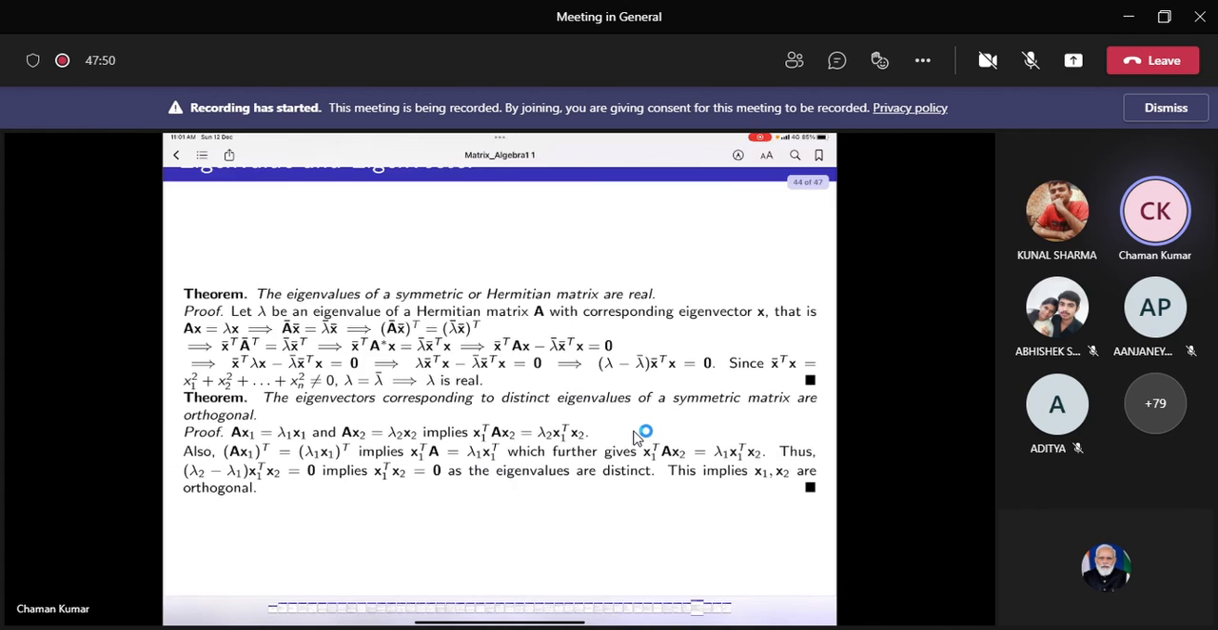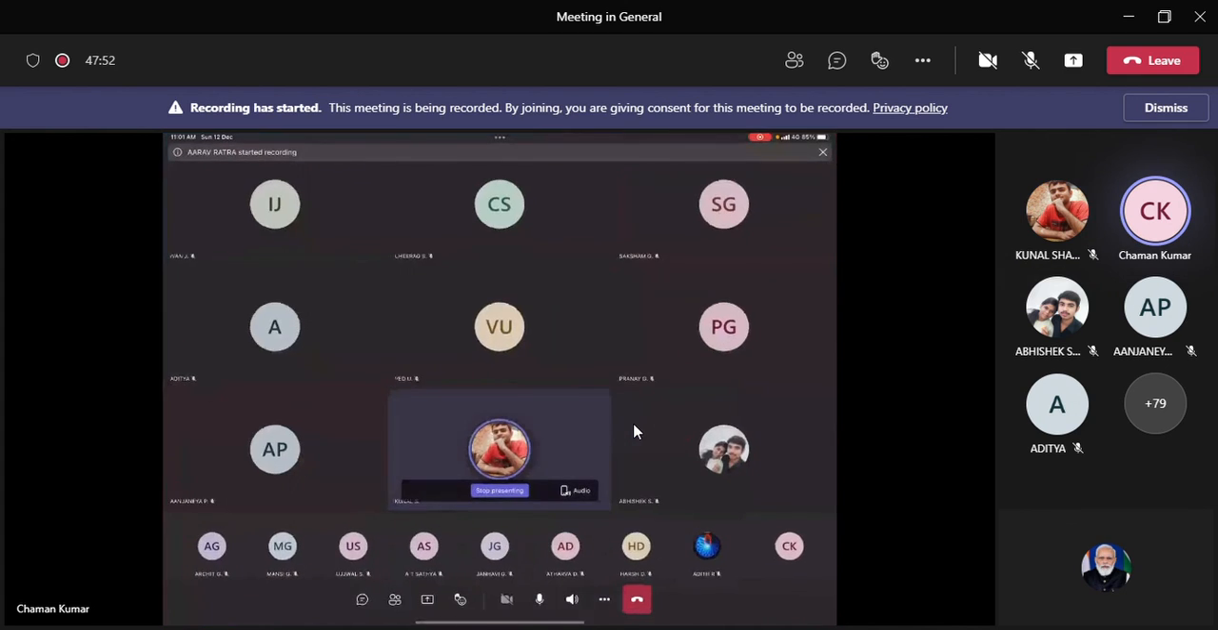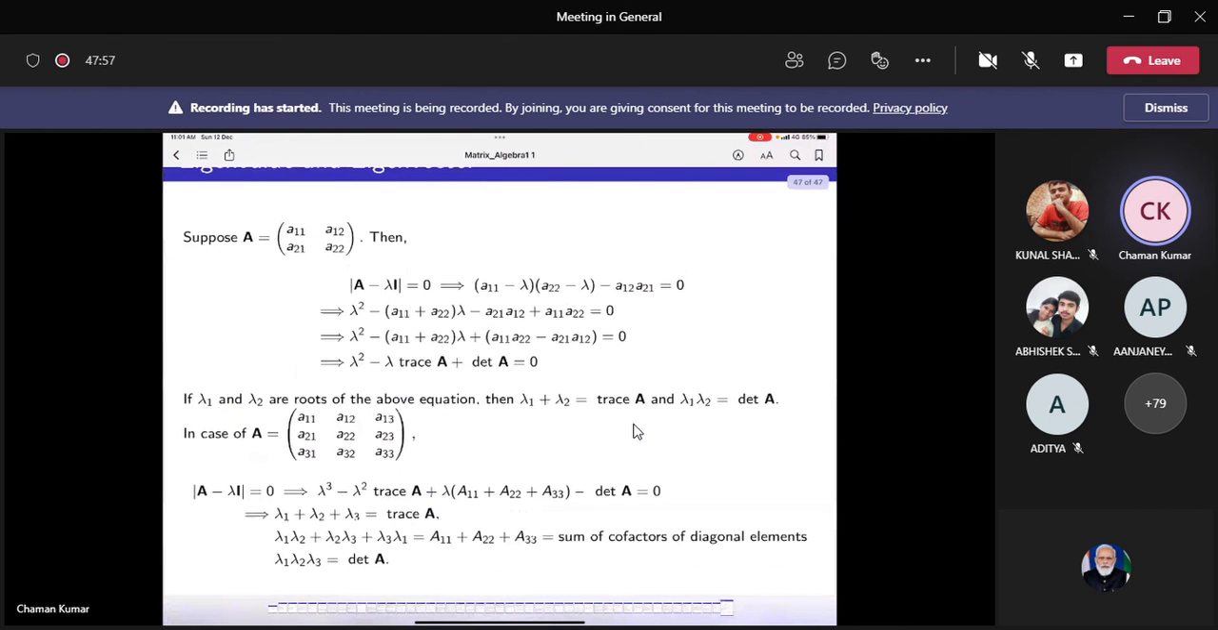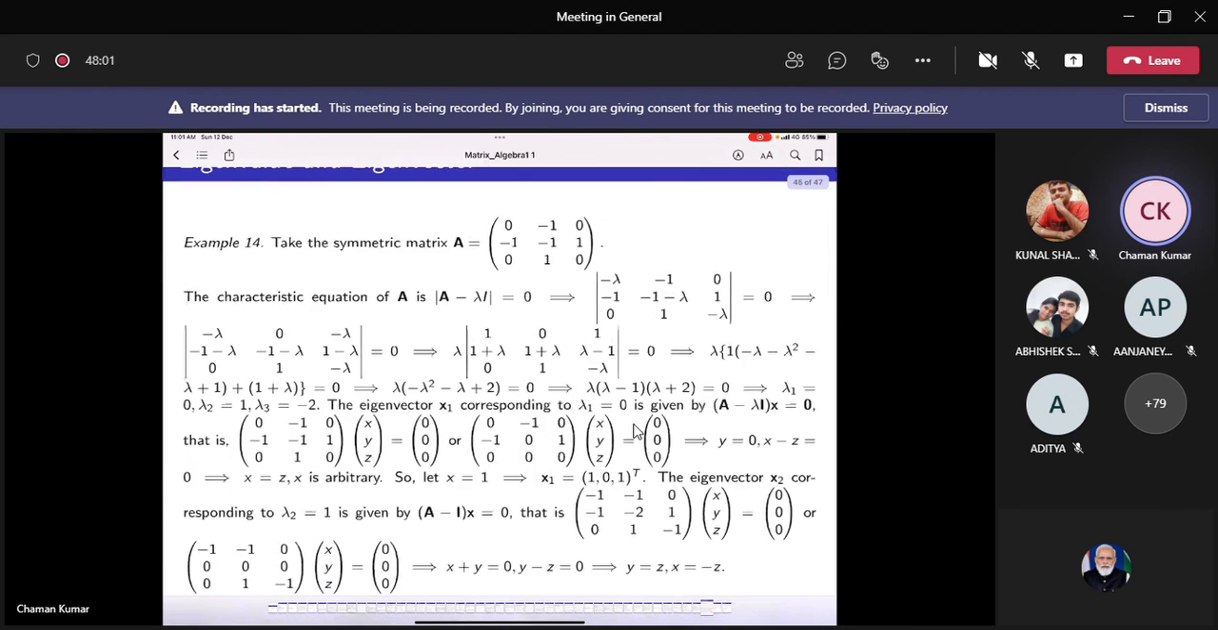So we will stop here and we'll continue the discussion on eigenvalues and eigenvectors in the next class. I hope I will finish this and I'll start something else also in the next class.